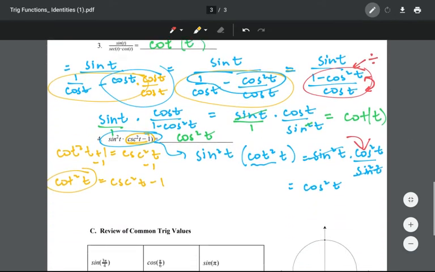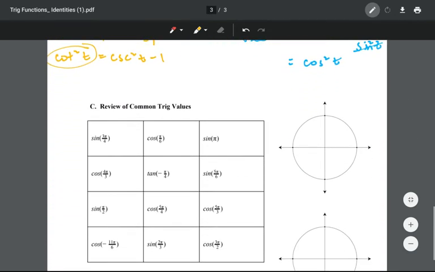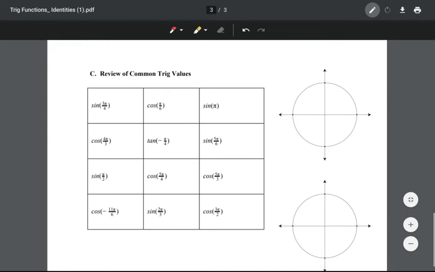Okay, scrolling down to the bottom of our worksheet, we're going to go ahead and review these common trig values.